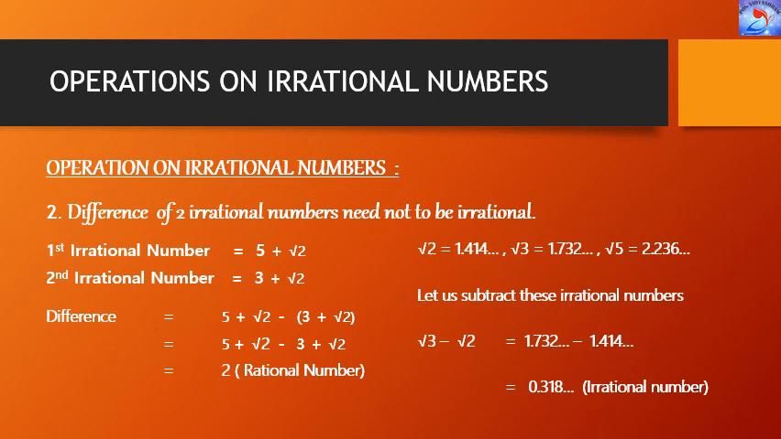The difference of two irrational numbers need not be irrational. Based on this example, we will verify the condition. First, take the first irrational number as 5 plus root 2 and the second as 3 plus root 2. Find the difference between these two irrational numbers. While finding the difference, we get the result as 2, which is a rational number. The second example, consider root 2 and root 3 as irrational numbers. Subtract root 2 from root 3. While subtracting, we get the result as 0.318, which is an irrational number. Hence, we can conclude that the difference of two irrational numbers may or may not be irrational.